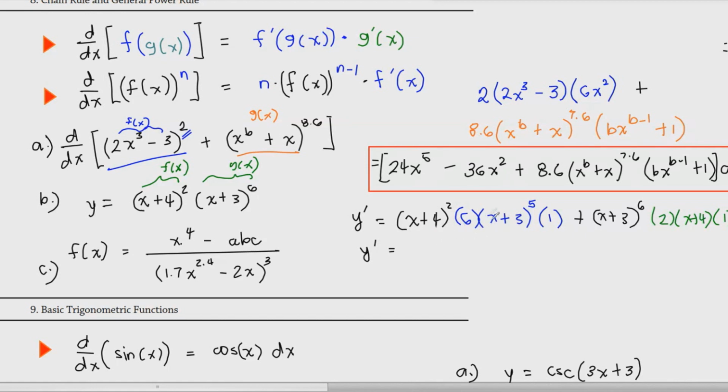we can't do anything about this, we won't be expanding this, so let's just use 6 since it's constant, and then write this in a logical way. And then plus, this one is, we can have 2 and then x plus 3 to the 6, and then, let's write x plus 4 first.